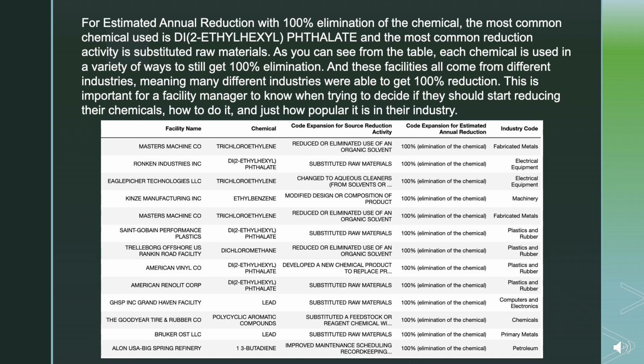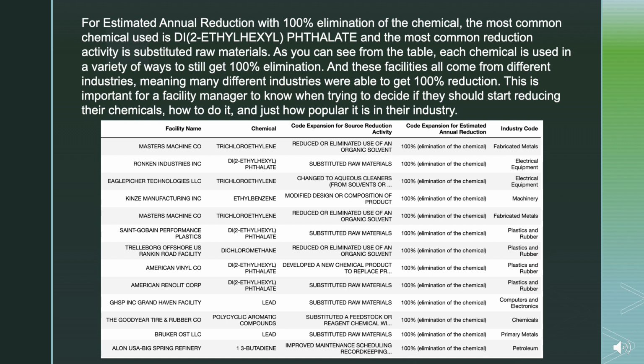This table shows that a number of different chemicals and code expansions were used. I do not think that one chemical with one code expansion will always yield 100%, but it is in the fabricated metals industry code, using typically trichloroethylene, that they were able to get 100% elimination. Another common and most commonly used for 100% elimination was di-2-ethylhexyl phthalate, and the most common reduction activity is substituted raw materials.